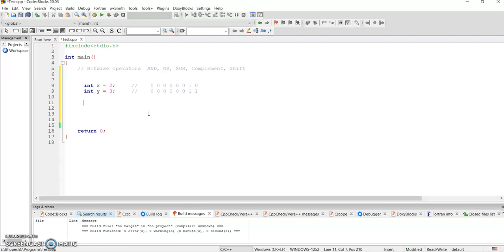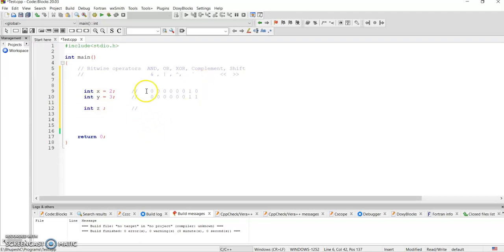Suppose we take a variable z, and we want to find z equal to x AND y, or x OR y. The ampersand is for AND, the pipe is for OR, and for XOR it is the caret. Then we have the complement, which is the tilde in the left corner on the right-hand side, and then the left shift and right shift.